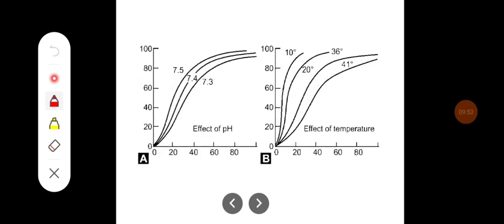This diagram shows the shifting of the oxygen dissociation curve with a decrease in the pH and an increase in the pH. Decreasing the pH shifts the curve to the right side, and increasing the pH shifts the curve to the left side. Similarly, increasing the temperature shifts the oxygen dissociation curve to the right side, and decreasing the temperature shifts it to the left side.